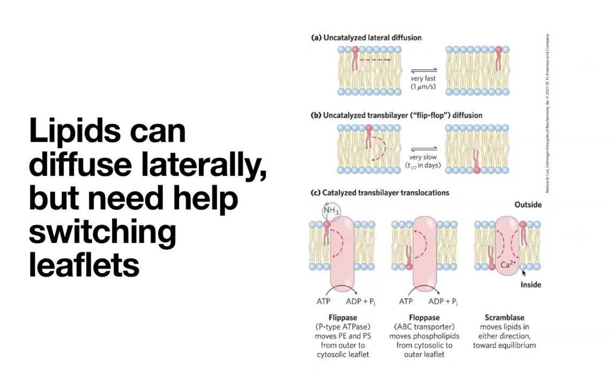So a flippase is basically going to move your phospholipid from the outer leaflet, the one that's facing the outside, to the inner leaflet. And then you have a floppase, which goes the opposite direction. It's moving those phospholipids from the cytosolic leaflet to the outer leaflet. And then you have a scramblase, which is going to basically move things in either direction towards an equilibrium. And these are calcium dependent and things like this. So that would be your scramblase. But your flippase is going to take things in, and your floppase is going to take things out.